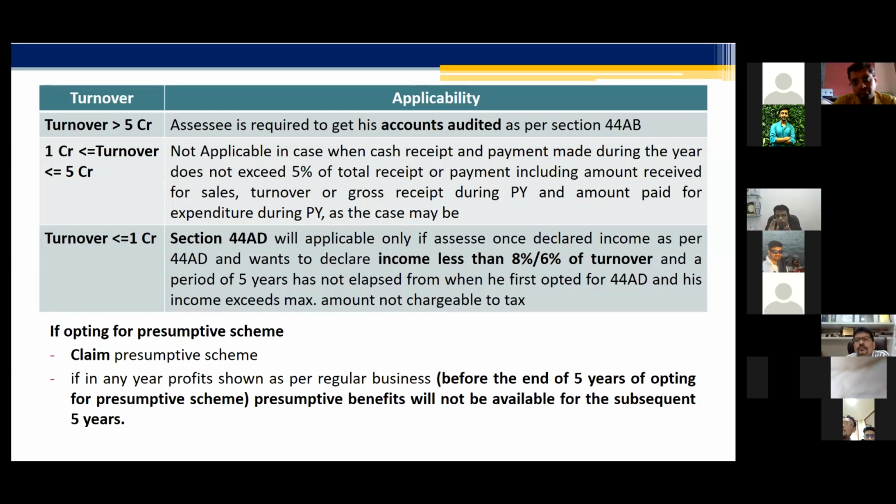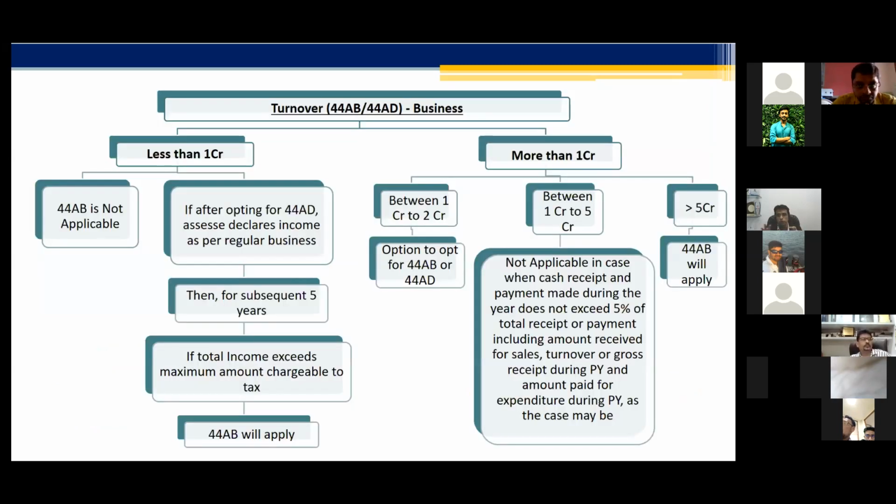I'll just go to the other sheet which will clarify the various scenarios. I tried to summarize it in one particular chart, wherein we can look at whether the audit is applicable to a particular business or not. Let's take an example. If my turnover is less than 1 crore, there are two areas whether 44AB is applicable or not. As we have discussed, if my turnover is less than 1 crore, 44AB is not applicable, no tax audit required.